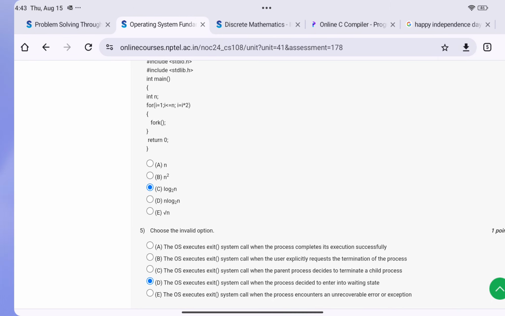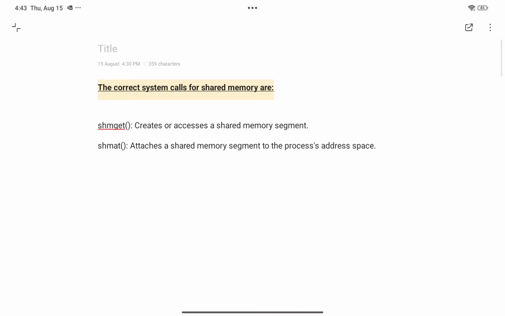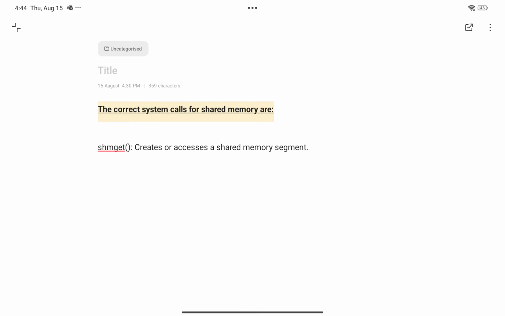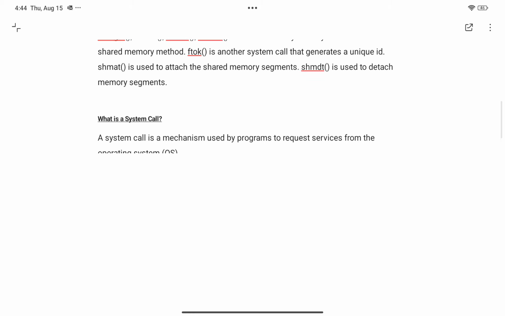Today when we submit, if you look, we have written some guidelines for you. See here, we have written some guidelines. What is a system call? A system call is a mechanism used by programs to request a service from the operating system.